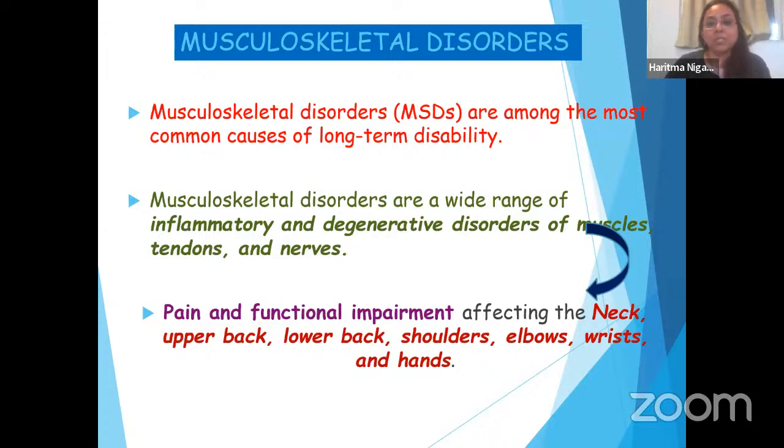So, musculoskeletal disorders are nothing but a wide range of inflammatory and degenerative disorders of muscle, tendons, and nerve. It may lead to pain and functional impairment. And the most common sites which are involved in dentists are neck, upper back, lower back, shoulders, elbows, wrist, and hands.